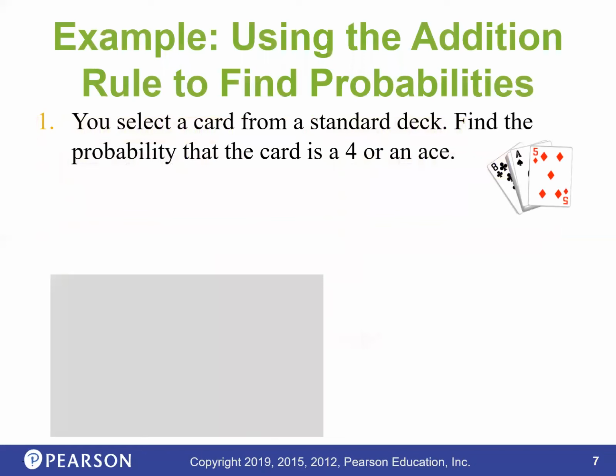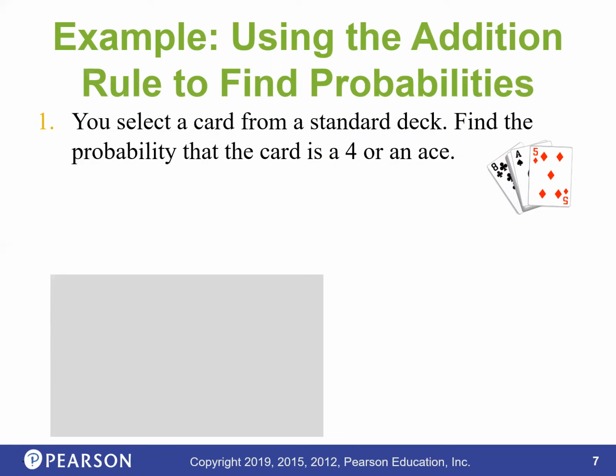So let's jam. You select a card from a standard deck. Find the probability that the card is a 4 or is an ace. Before we do anything, think about this for a little bit. Think back to our notes. We have 4 different suits in cards. They go king, queen, jack, and then 10, 9, 8, 7, 6, 5, 4, 3, 2, and then there's aces, in each suit.